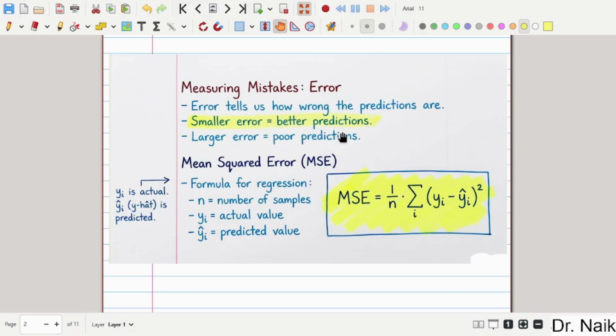To measure the overall error for many predictions, we use the mean squared error, or MSE. So MSE is equal to 1 upon n times the sum of (yi minus yi hat) squared, where n is the number of samples, yi is the actual value, that is the correct answer, and yi hat is the predicted value.